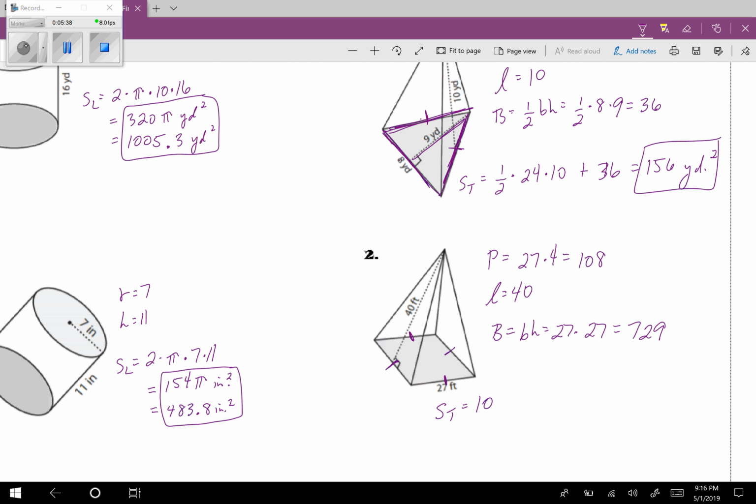So now we just plug in for total surface area. I'm sorry, let me back up here. It's 1/2, because these are all triangles. 1/2 times the perimeter of 108 times our slant height, which is 40, and then plus the base, which is 729. When we plug that into the calculator, we come out with 2,889 feet squared. And that's all there is to finding the surface area of a pyramid.